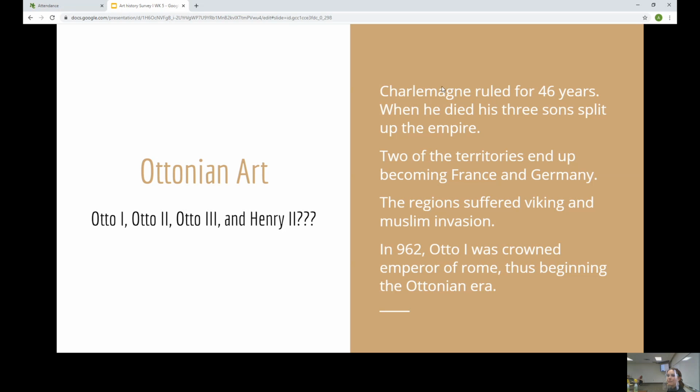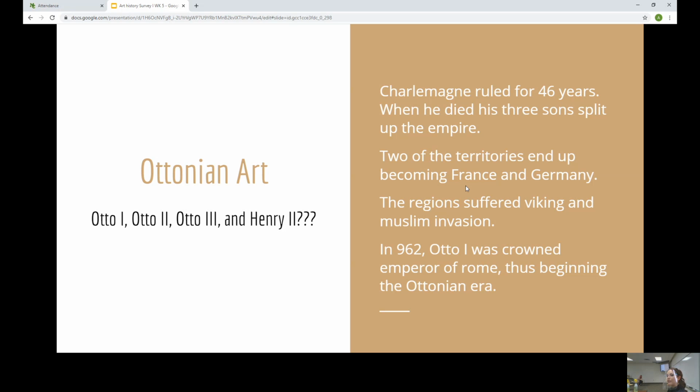So, like I mentioned, Charlemagne, he will die. His son will take over for a brief bit. He rules for a total of 46 years. His sons end up splitting up the empire when he dies because that worked so well for Rome. Two of those territories owned by the three sons do eventually end up becoming France and Germany, but not for a long time. And the other region is kind of like part of Spain and Italy, but yeah, not for a long time.